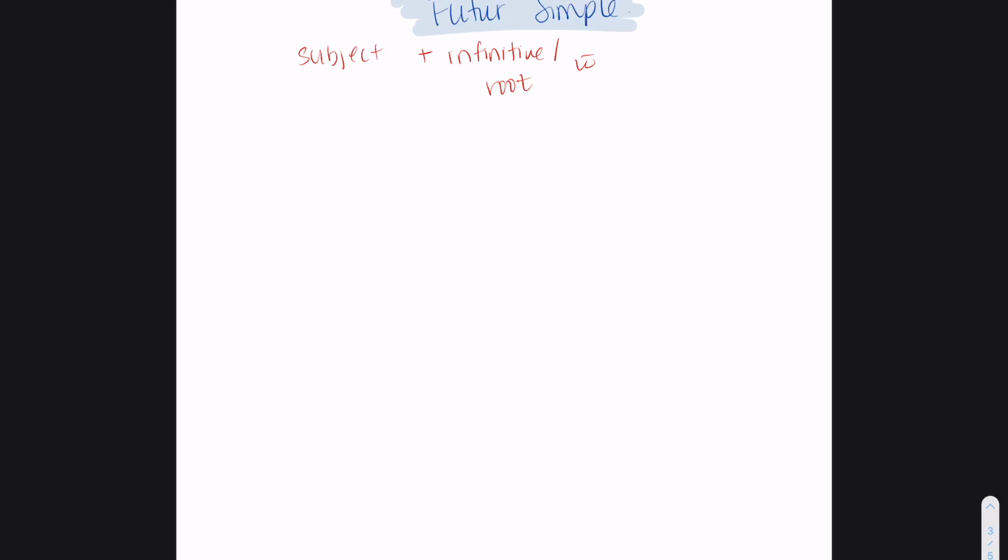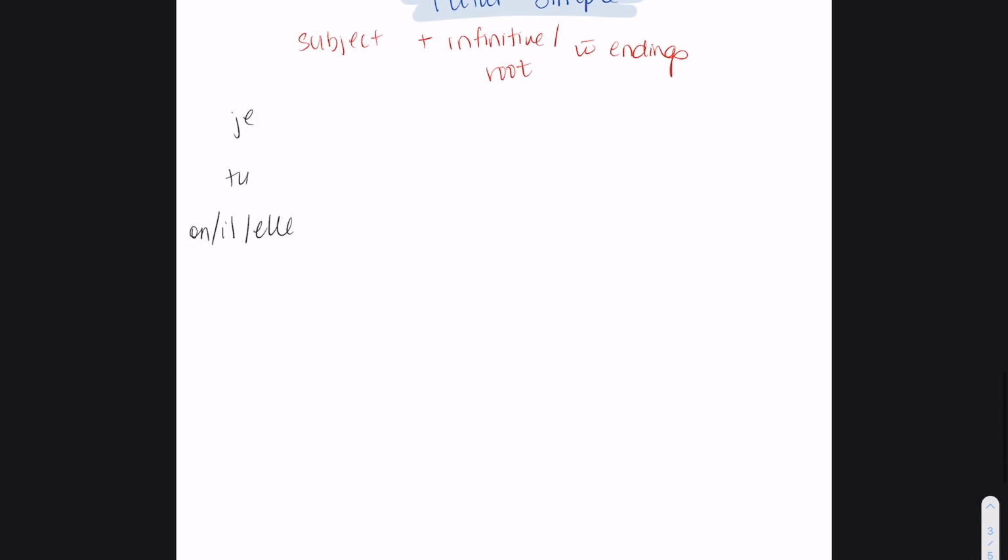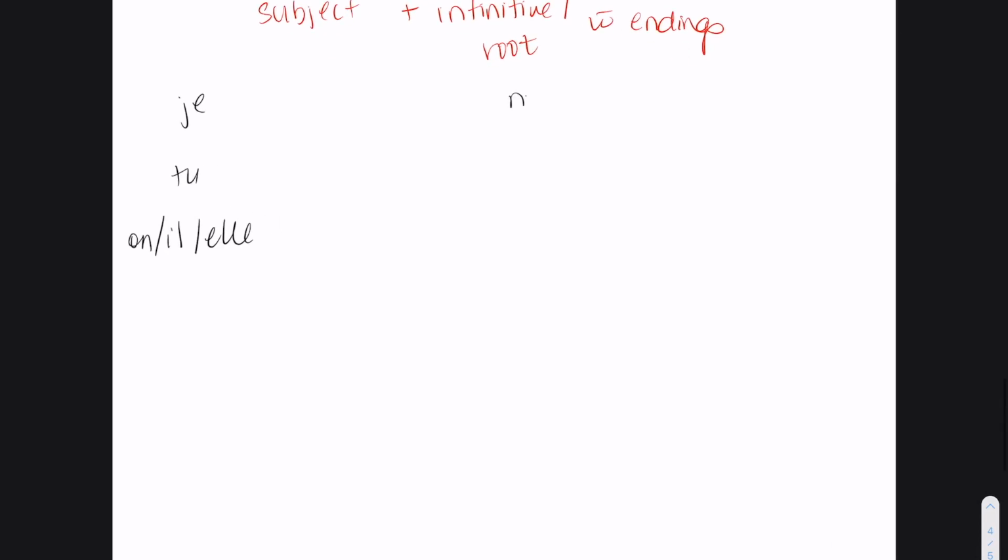with endings. Okay, so they're not new endings. You keep the original verb in there. You just add some additional endings. So what are these endings, we ask ourselves. So let's again write our subjects down. Je, tu, il, elle, and we can include on here too. Nous, vous, and then il and elle.